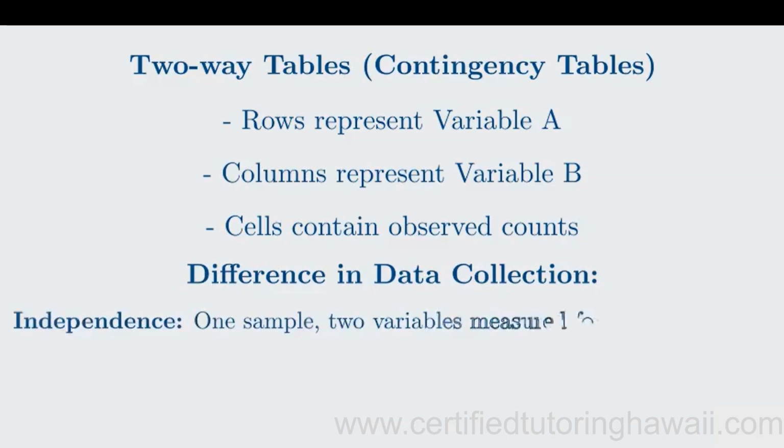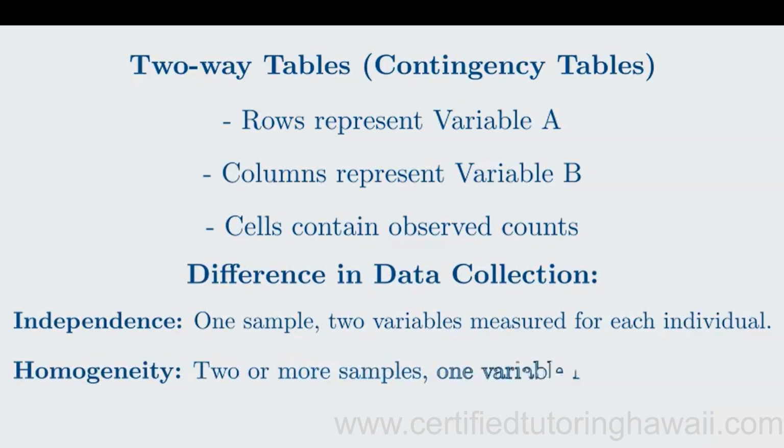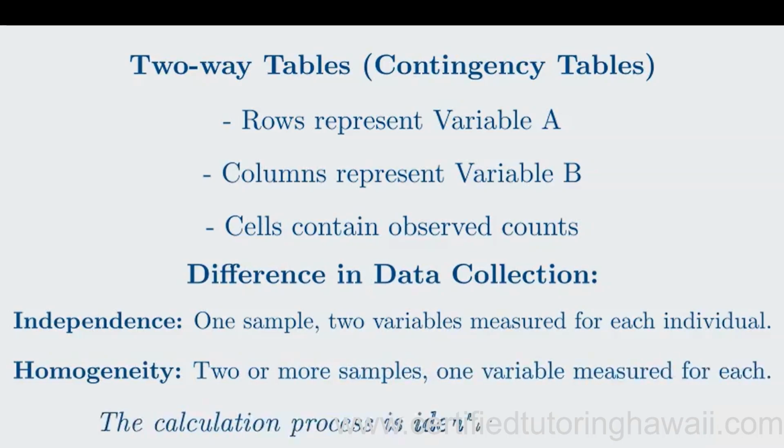For independence, we take one sample and measure two variables for each individual. For homogeneity, we take two or more samples and measure one variable for each. For example, if we ask one group of students their favorite subject and their gender, that is a test for independence. If we take separate samples of seniors and freshmen and ask them if they like school lunch, that is a test for homogeneity. The calculation process, however, is identical for both.